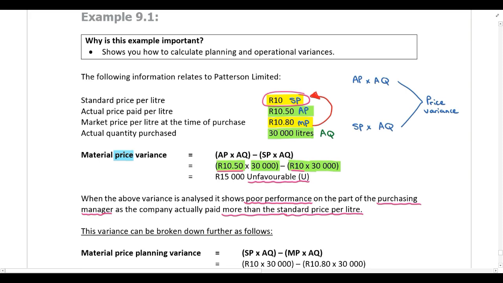So if you have a situation like this, it's useful to split the material price variance into a planning variance and an operational variance. Now, it's not a difficult calculation. There's only one extra thing that we need to look at, and that is the market price multiplied by the actual quantity. So when we compare the current market price to the standard price, that is going to give us a planning variance. And when we compare the actual price to the market price, that is going to give us an operational variance.